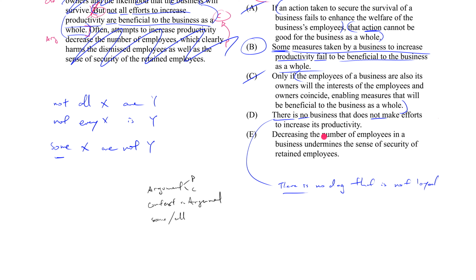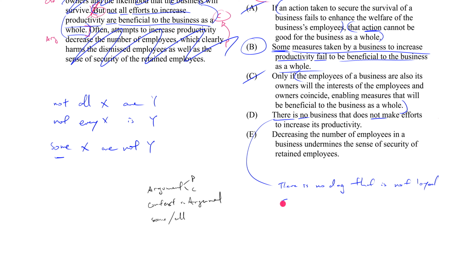There is no business that does not make efforts to increase productivity. I'm just going to say, you know what, all that stuff is not loyal, right? Because I don't care about the specific way in which it's loyal or not loyal, just some simple idea so that I can focus on how to get rid of the double negative. What does it mean when I say there is no dog that's not loyal?